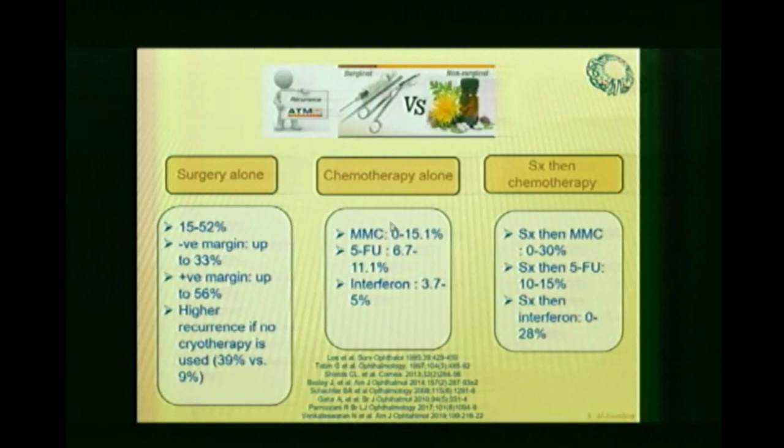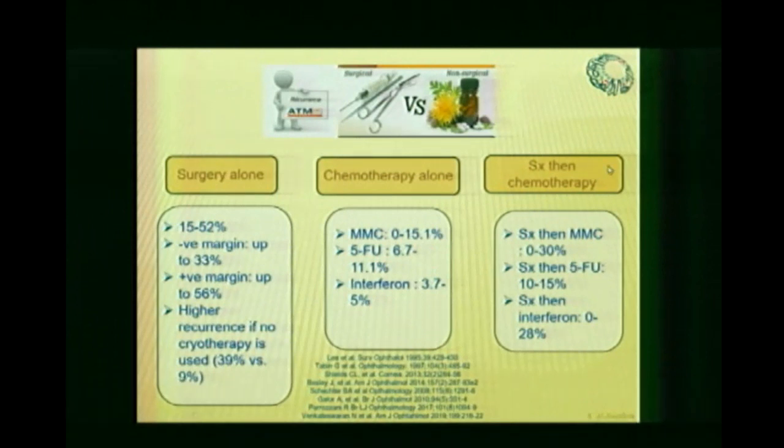What about chemotherapy as a primary tool to treat OSSNs? If you use mitomycin from 0 to 15, 5-FU 6.7 to 11.1, and interferon 3.7 to 5%. Anyway, we know that there's a long-term follow-up for mitomycin use as a primary medication. For 5-FU, all the publications are for short-term follow-up, maximum of 5 years. The interferon is a little bit higher. So one would say that I can use 5-FU or interferon if I don't want to use the mitomycin that has a higher rate of recurrences as a primary medication.